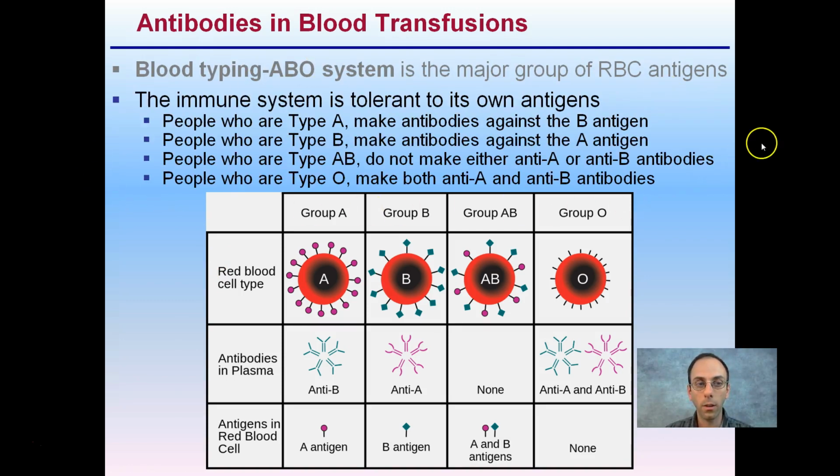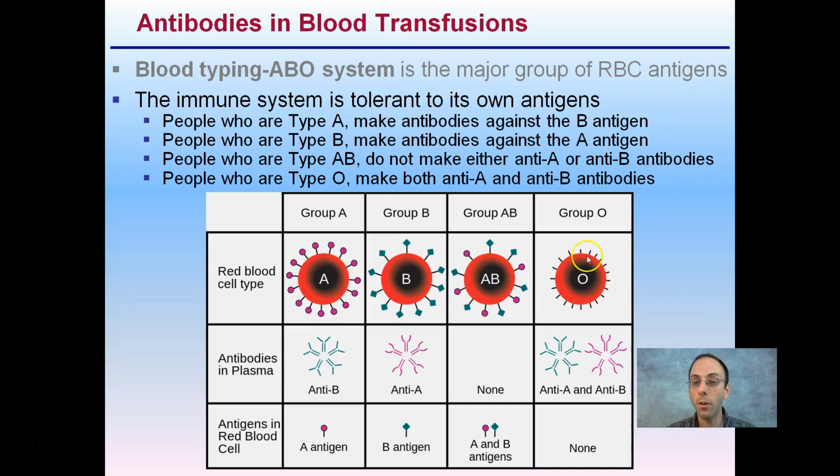Now what we have here is an example of a person who is type A, who makes antibodies against antigen B. So if you're a red blood cell type A, you have antibodies in your plasma that are anti-B, because your antigens are type A, as we see indicated here by the circles. If you're a type B blood type, you make antibodies against A, because you have the antigen B. Now if you're an AB blood type, you don't make any antibodies against A or B because you express both of these antigens on the surface of your red blood cells.